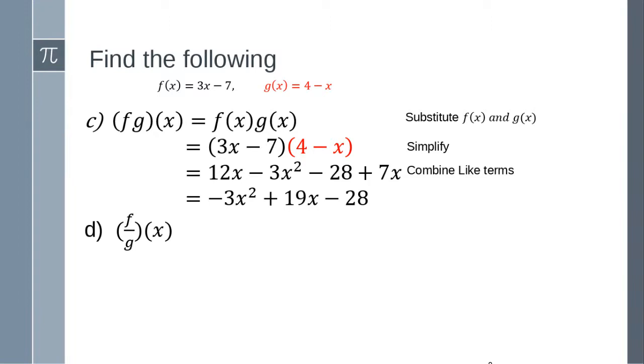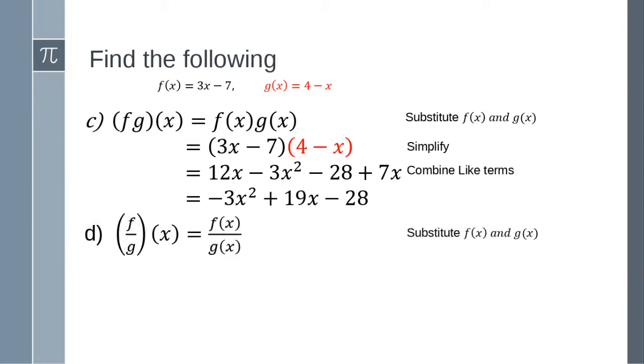Awesome. Okay, let's do the last one. You might think that is hard, but it's the easiest one. Even though we're going to end up with a fraction, okay, division of functions is the easiest, okay? I hope you all see this, okay?